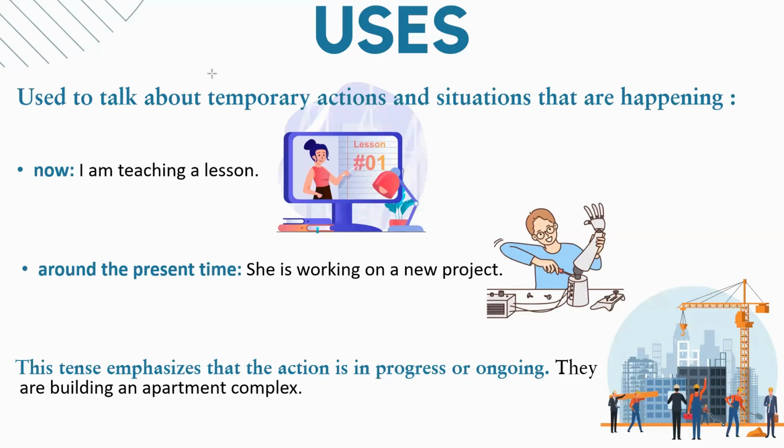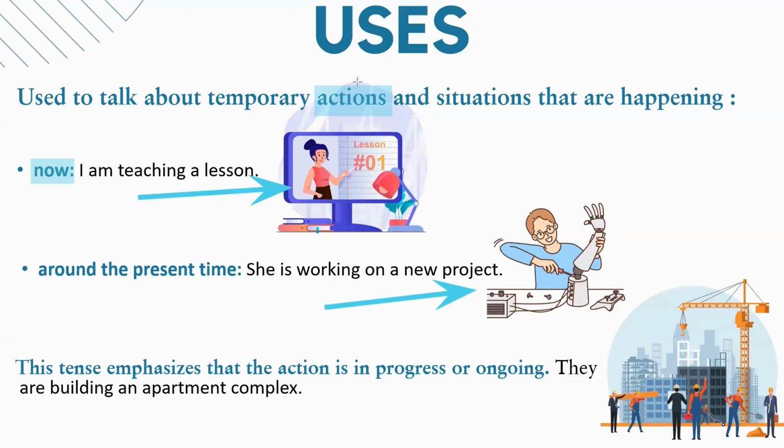So the present continuous tense is used to talk about actions that are happening right now in this present moment. For example, I am teaching a lesson. So right now, this is what I'm doing. I am teaching an English lesson. And we also use the present continuous tense to talk about actions that are happening around the present time. So it's not exactly now, but it's around the present time. For example, she is working on a new project.